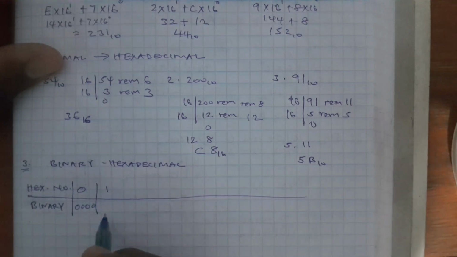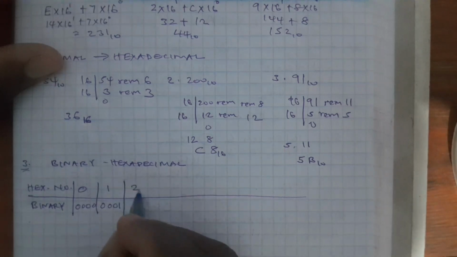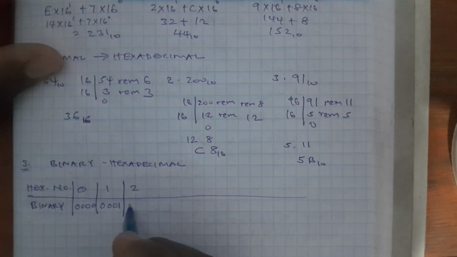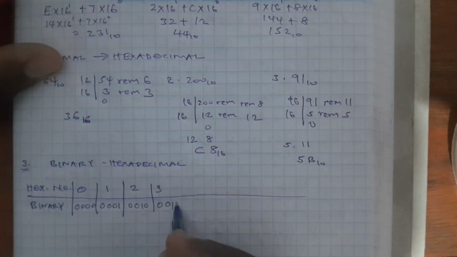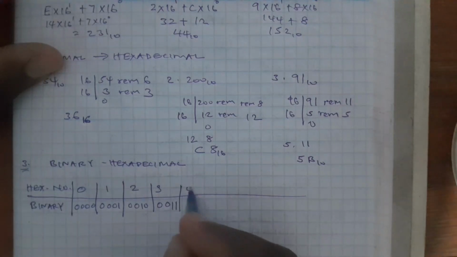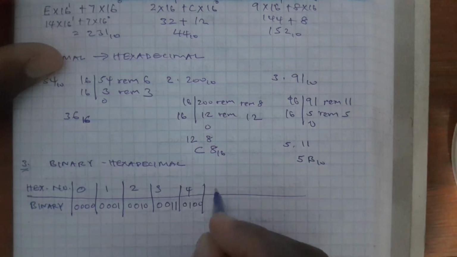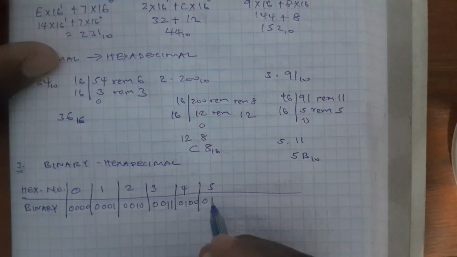Then we have 1, a binary representation of 0, 0, 0, 1. We have 2, a binary representation of 0, 0, 1, 0. We have 3, a binary representation of 0, 0, 1, 1. And then we have 4, a binary representation of 0, 1, 0, 0. We have 5, a binary representation of 0, 1, 0, 1.